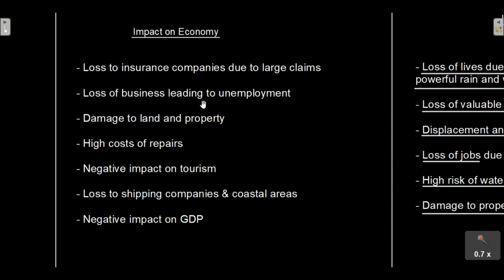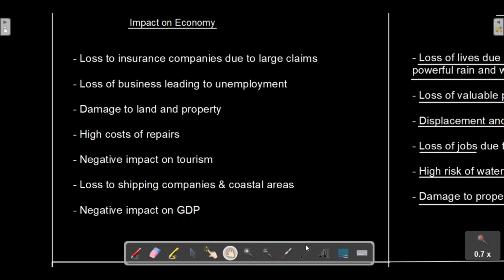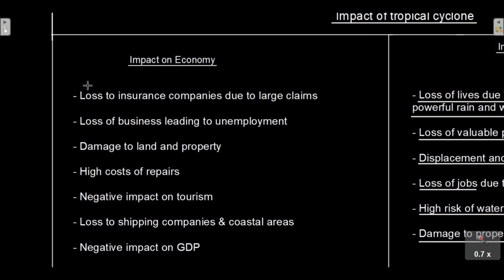So let's take a look at the impact on the economy. When it comes to the impact on the economy, we are talking financially. So for the insurance companies, they will lose a lot because a lot of people will lose a lot of their property. So someone might have their car damaged, their house damaged, and they insured all of those properties. And now think of that on a large scale. A lot of people have lost their cars, their land, their homes.